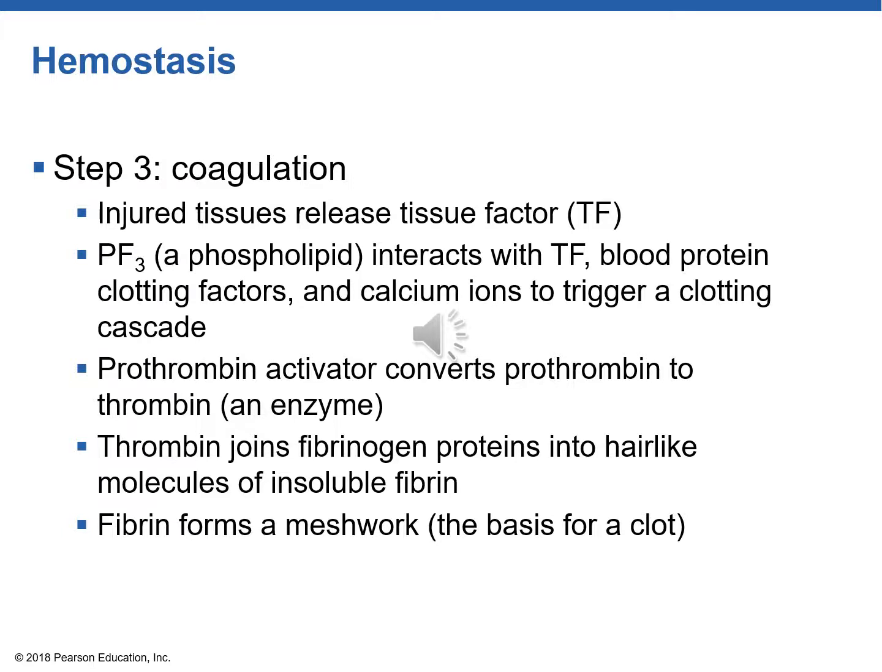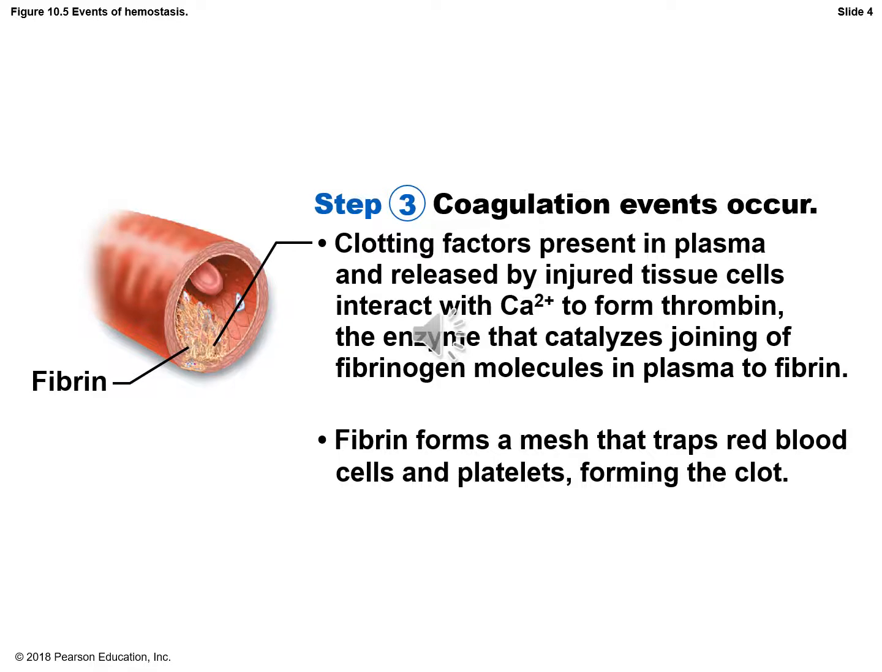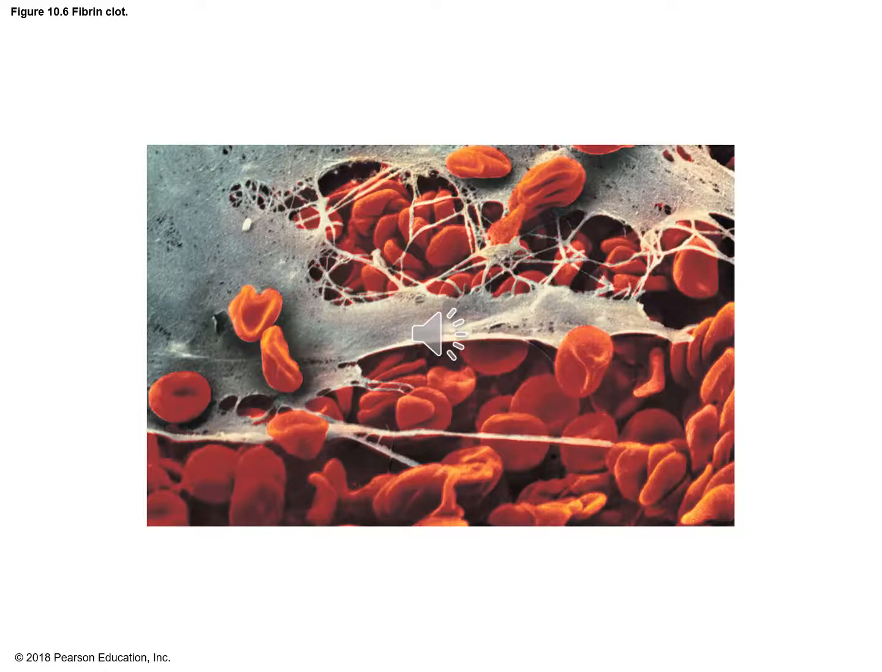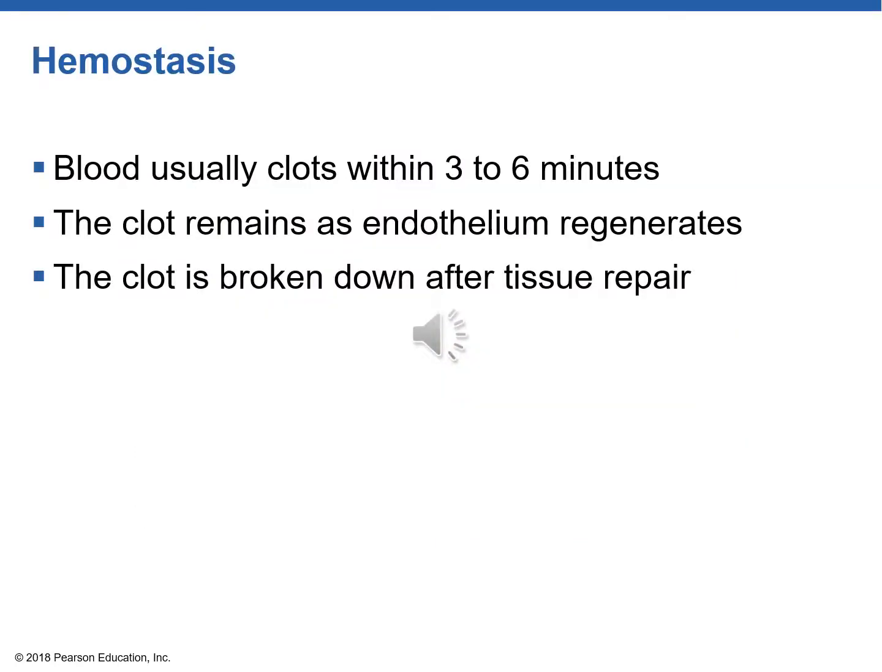So we could picture that as a little mesh laying down in the area. That mesh that's been laid down then traps red blood cells and platelets, forming the clot. This is an image of a blood clot containing a mesh and red blood cells and platelets. A blood clot should be able to form within 3 to 6 minutes, but of course if any of these clotting factors or vitamin K or calcium are missing, then that's going to take longer.